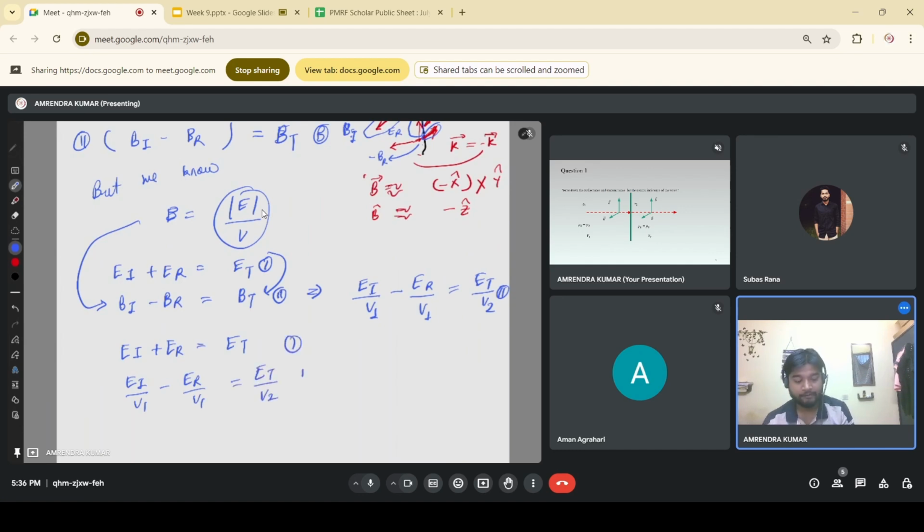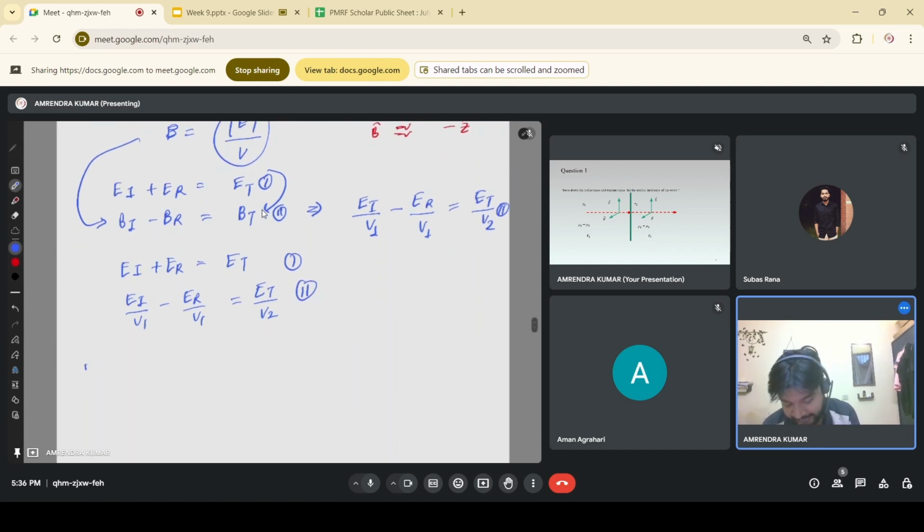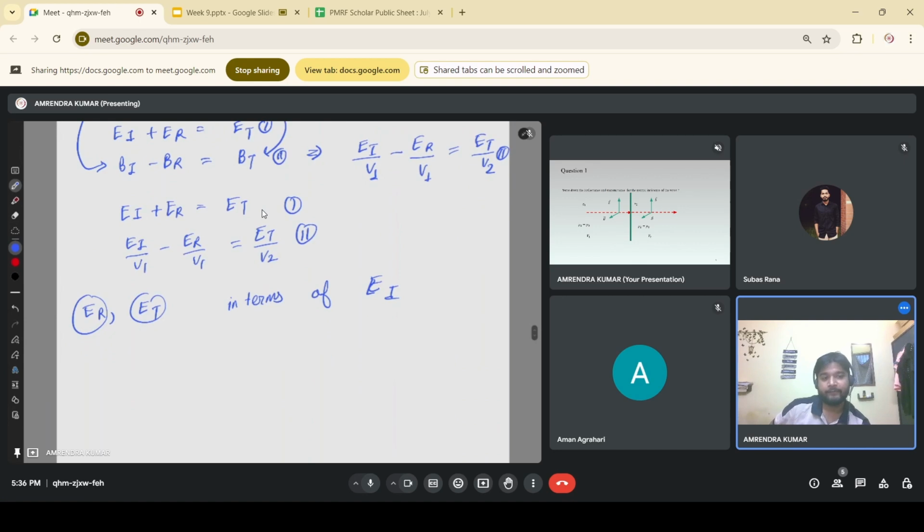Now if you solve for ER and ET in terms of E incident, you have two equations and two unknowns, ER and ET, because EI is known. We know how much electromagnetic wave we are sending. So we can solve this.